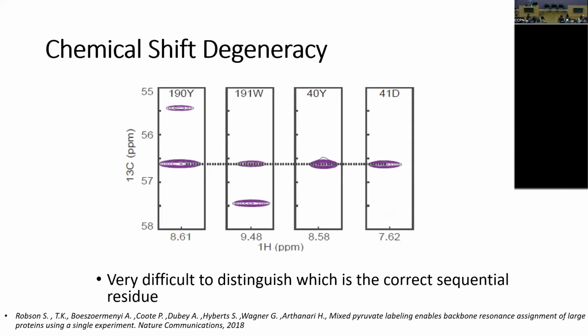In the example here, you can see that we're trying to assign a sequential match for tyrosine 190. There are 3 potential matches, and it will be very difficult to distinguish which will be the correct one. Tryptophan 191 is the correct one, but tyrosine 40 and aspartic acid 41 are also good sequential matches, and hence it is difficult to assign the correct sequential connection.